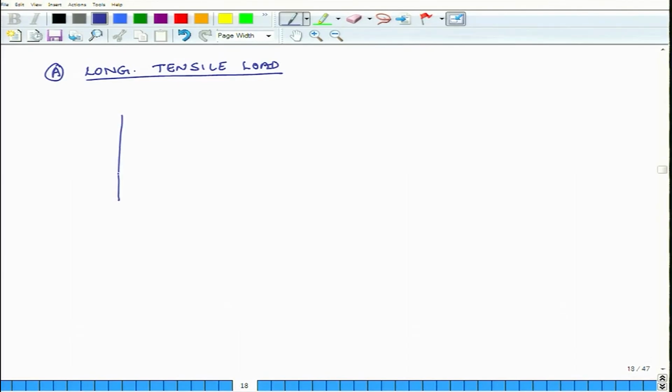So, this is my external load sigma L, excuse me, and the fibers are aligned in the direction of the external load. Okay.